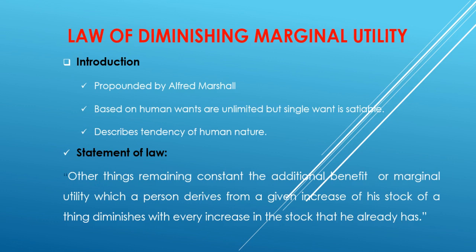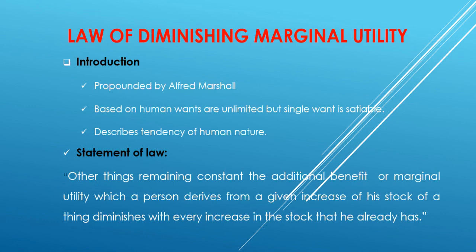It means if a person collects more and more quantity of the same commodity, he will get less utility from the extra additional unit of that commodity. Like this, in consumption also, if a person consumes more and more quantity of the same commodity one after another, he will get less utility from each additional unit of that commodity.